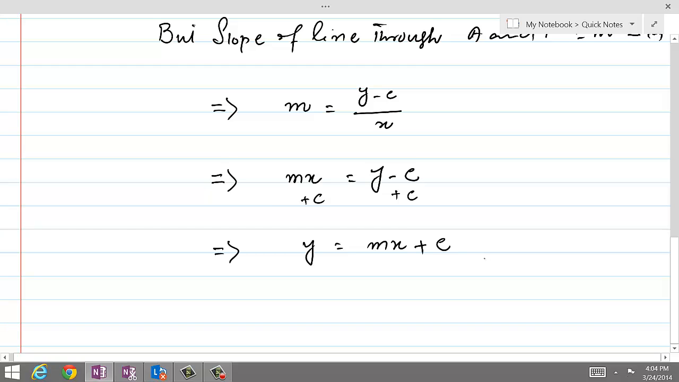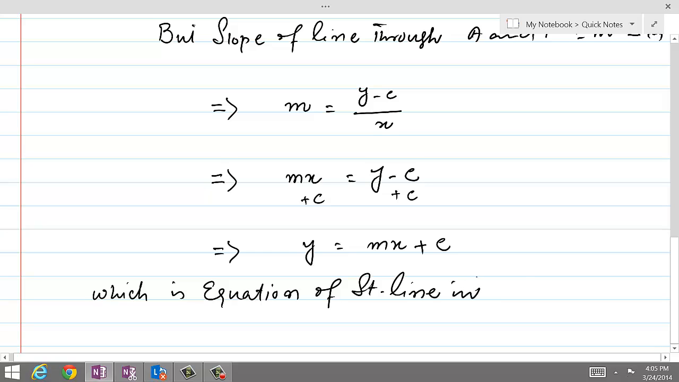M is the slope and c is the y-intercept, which is equation of straight line in slope-intercept form.